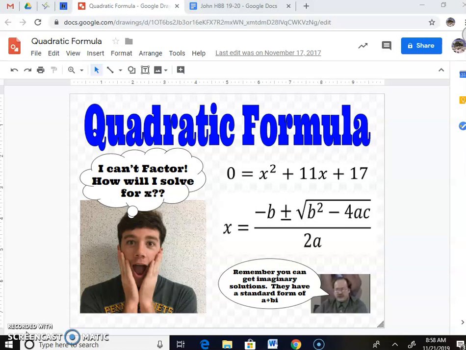Alright, so I think that was good enough to jog your guys' memory. So we're going to use our quadratic formula, which is x equals negative b plus or minus square root of b squared minus 4ac, all divided by 2a.